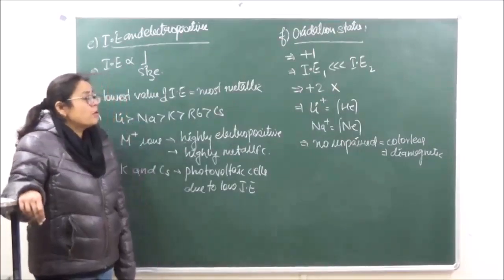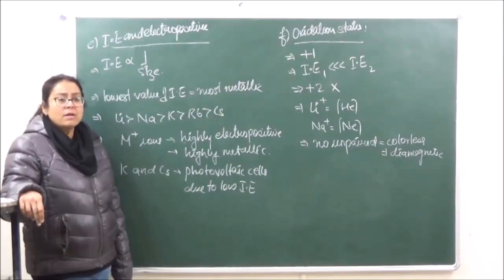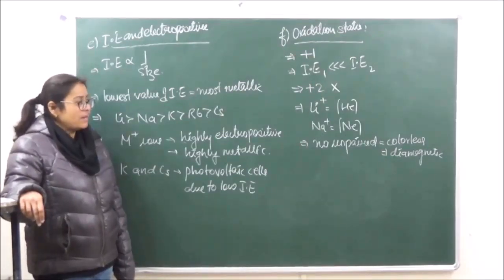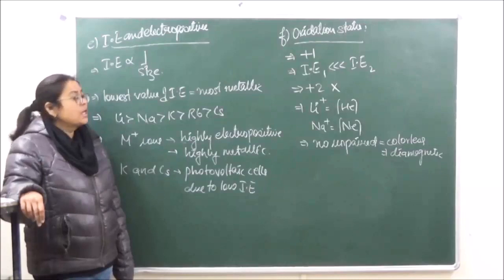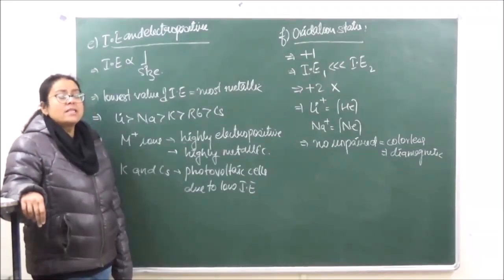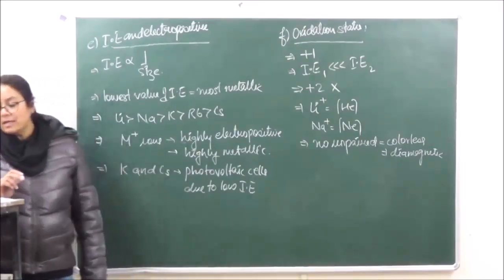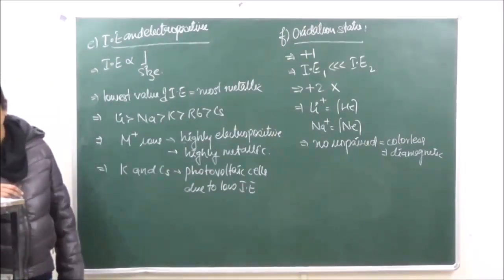Color also depends upon the excitation of the electrons from a lower energy level to a higher energy level. Now in this case, they are attaining the nearest noble gas configuration. There are no unpaired electrons present. Hence, the electrons cannot jump to higher energy levels. Therefore, they are going to be colorless. Okay, so this is one property over here.